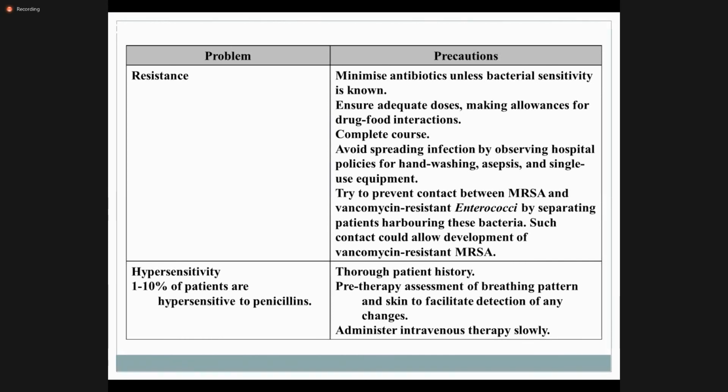Hypersensitivity: 1 to 10% of patients are hypersensitive to penicillins. So through proper patient history, we can minimize this problem. Pre-therapy assessment of breathing pattern and skin scan to facilitate detection of any changes. So we can give a test dose before starting the infusion, right? And if there is a need to give intravenous therapy, we should infuse slowly.